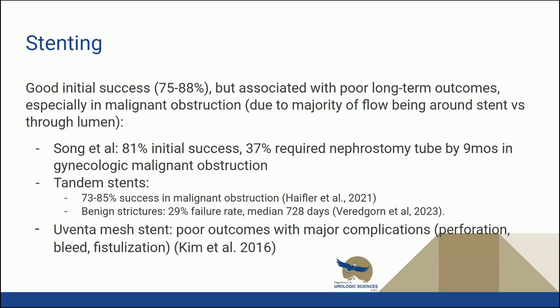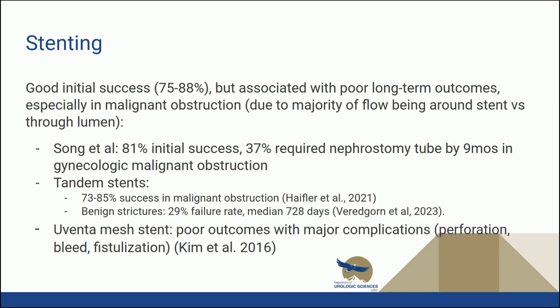So they usually have good initial success with anywhere from 75 to 88% reported success, but long-term outcomes and disease progression, especially malignant obstruction, is associated with stenting. Song et al. described a series of patients with approximately 81% initial success rate, but up to 37% of the original cohort required nephrostomy tube by 9 months in the setting of gynecologic malignant obstruction.